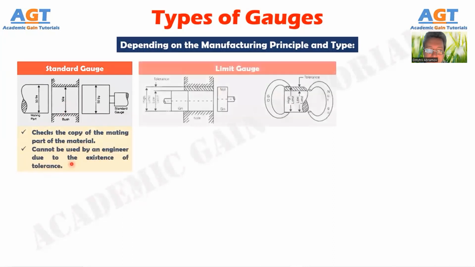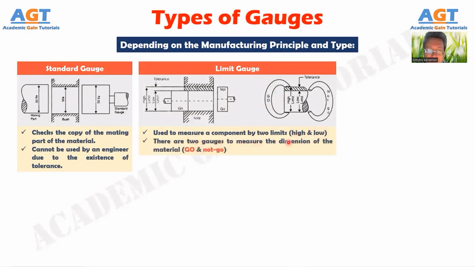Limit gauge. A limit gauge is defined as the gauge that is used to measure a component by 2 limits. One is high and another is low. So, there are 2 gauges to measure the dimension of the material. The 2 gauges are the go gauge and the not go gauge. The part of the component has to pass through the go gauge, and for the not go gauge, it has not to pass. This gauge is widely used in industries.